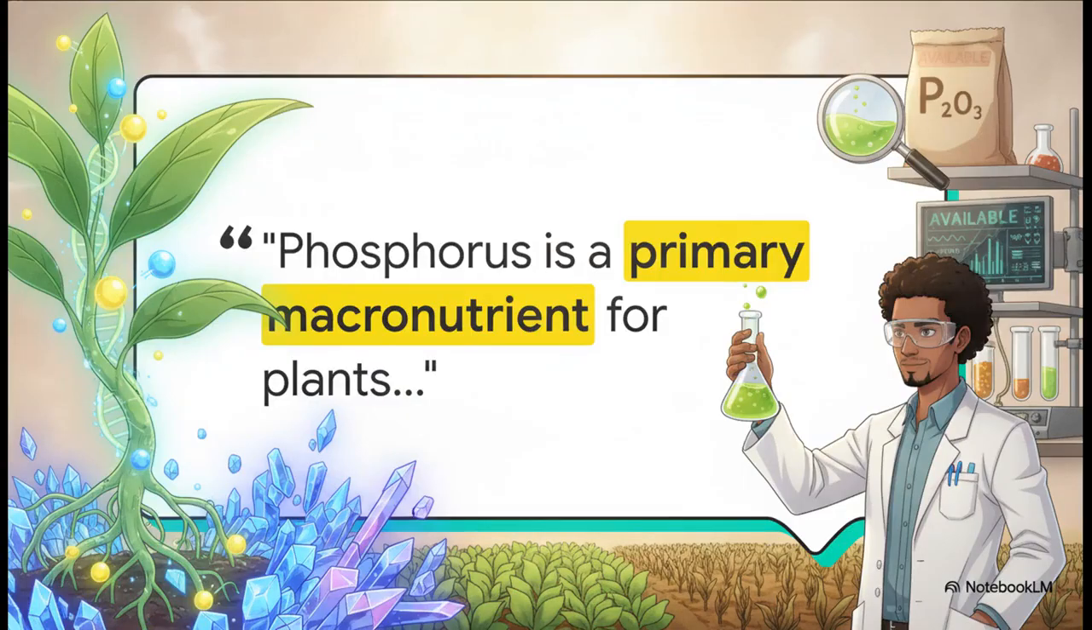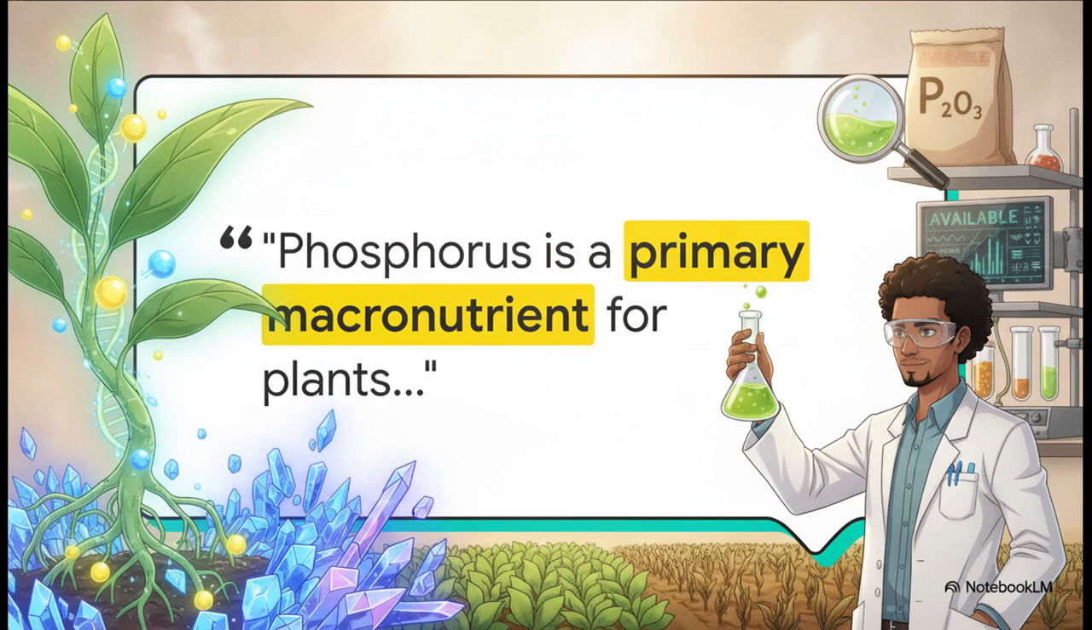To really grasp why this analysis is just absolutely critical, we kind of have to start with the biology. Phosphorus is a primary macronutrient. Without it, plants simply cannot create DNA or ATP. And ATP is basically the energy currency of the cell. But here's the catch. Plants can't just absorb raw phosphorus out of nowhere. They need it in a highly specific, accessible form, primarily as dihydrogen phosphate.